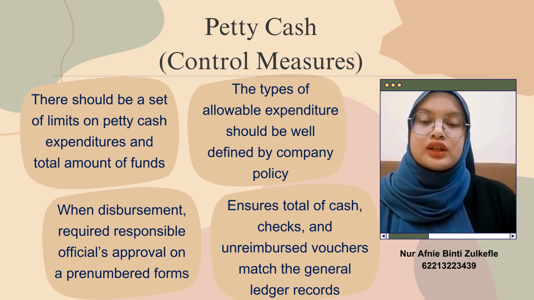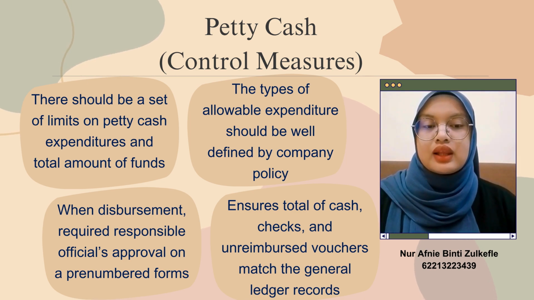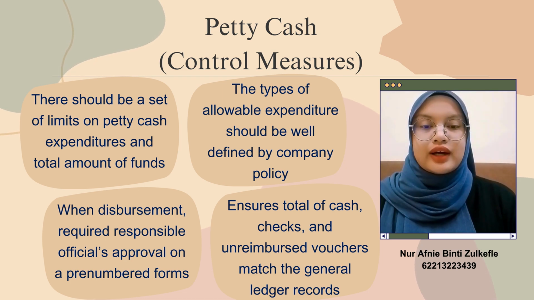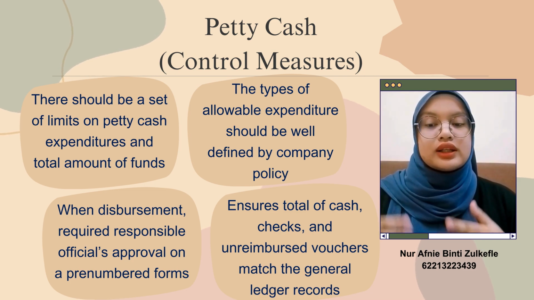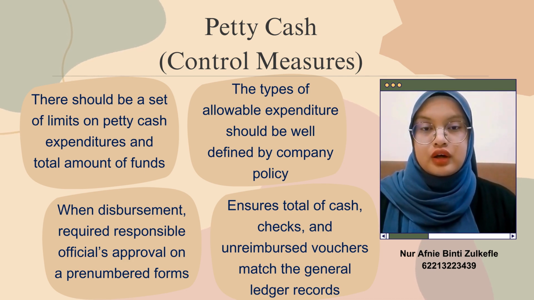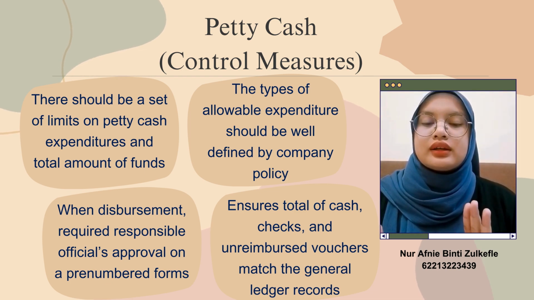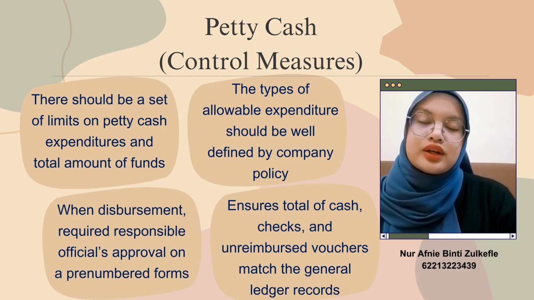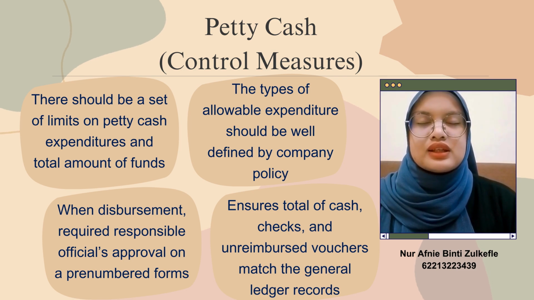To safeguard the petty cash, several control measures should be in place. First, there should be clear limits on both the amount that can be spent from petty cash and the total fund size. Second, the types of allowable expenditures must be well defined by company policies to prevent unauthorized use. All disbursements must be approved by a responsible official by using pre-numbered petty cash forms to track each transaction. Finally, the total cash, checks, or unreimbursed vouchers in the petty cash fund should always match the general ledger records to ensure there is accuracy and to detect discrepancies quickly.